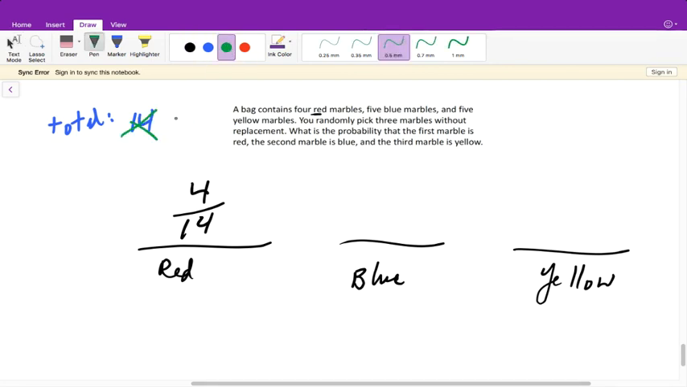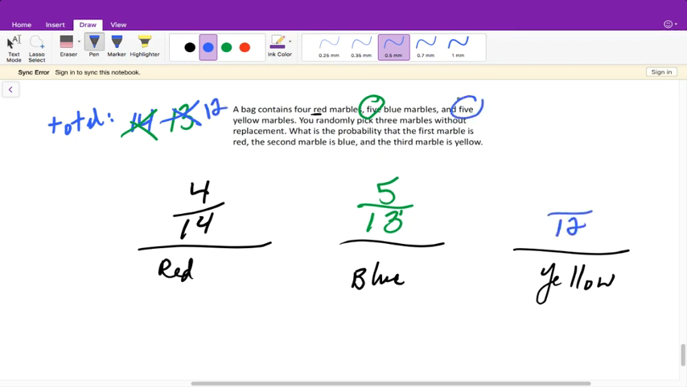After I pick my red marble, I don't have 14 marbles in there anymore. I have 13. So I'm out of 13 now. In blue, I have 5 blue marbles, so it'll be 5 out of 13. And then once again, after I pick that marble, I don't have 13 anymore. I have 12. And then for a yellow marble, well, I have 5 yellow marbles, so I will get 5 out of 12. When I have multiple events, I multiply them together to get my single probability.